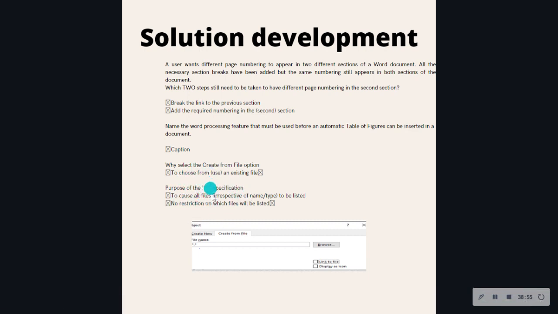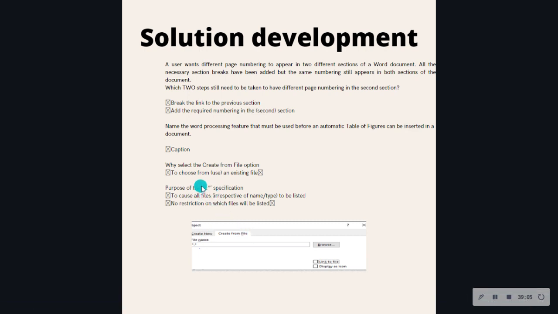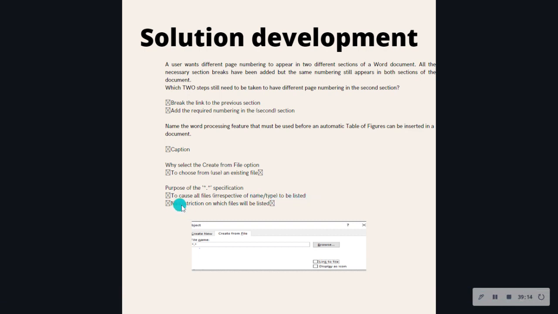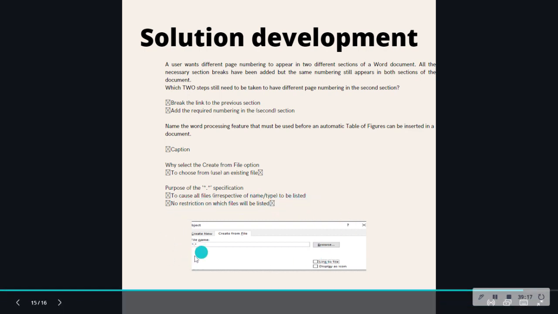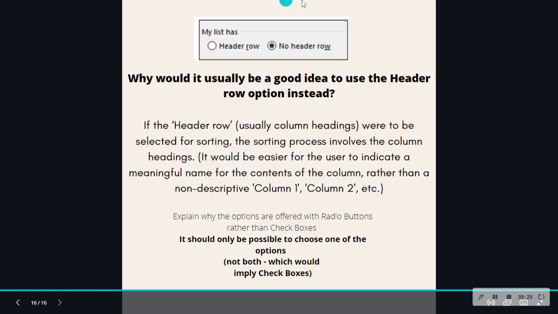The purpose of those little two stars, the asterisks, says basically everything that has that hyphenation will be searched for. So to cause all files, irrespective of the name, to be listed, and no restriction on which file. So there's no only JPEGs or only PDFs. That is your restriction. There is no restriction. Okay, moving on to the last one.